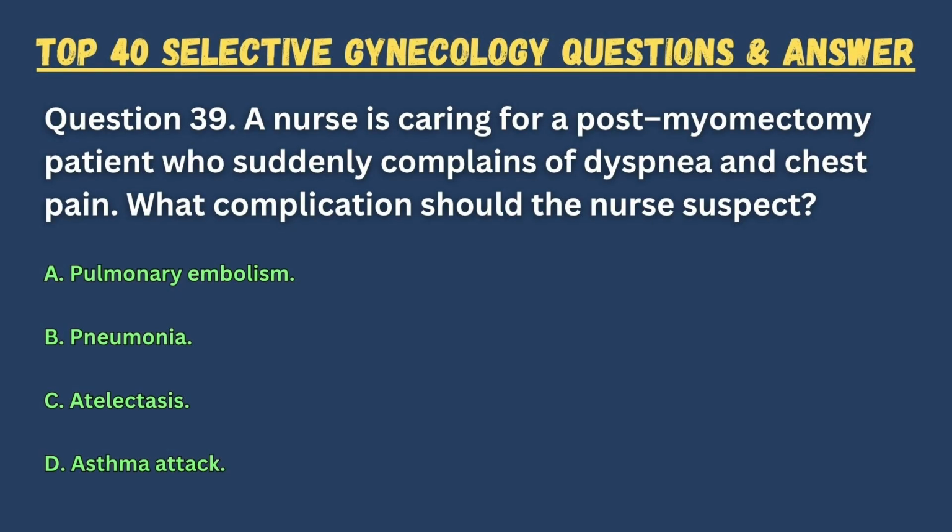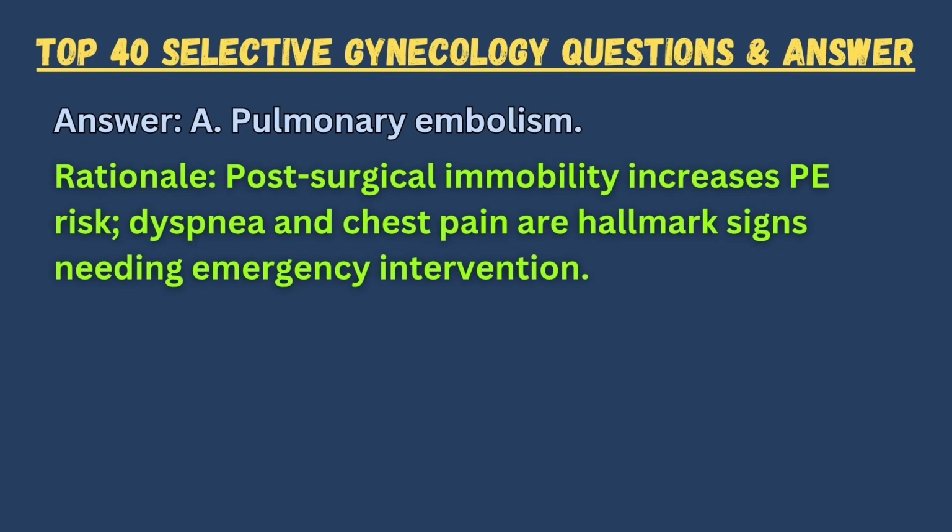Question 39. A nurse is caring for a post-myomectomy patient who suddenly complains of dyspnea and chest pain. What complication should the nurse suspect? A. Pulmonary embolism. B. Pneumonia. C. Atelectasis. D. Asthma attack. Answer: A. Pulmonary embolism. Rationale: Post-surgical immobility increases PE risk. Dyspnea and chest pain are hallmark signs needing emergency intervention.